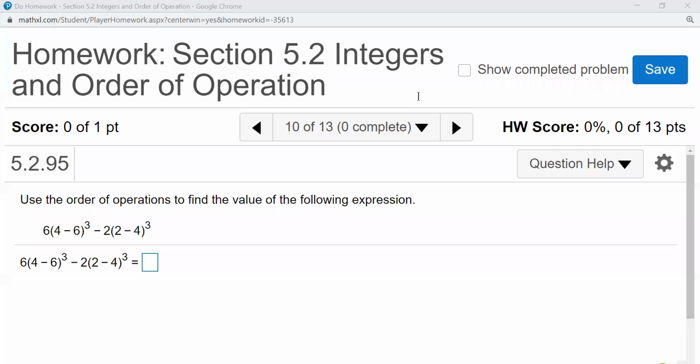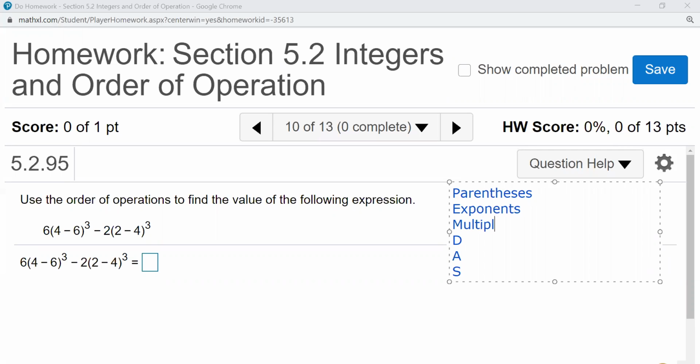So this one wants us to simplify. So we're going to remember our order of operations. What does the P stand for? Parentheses. E, exponent. M, multiplication, multiply.